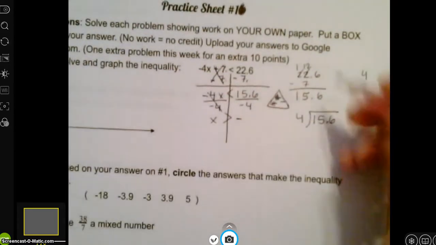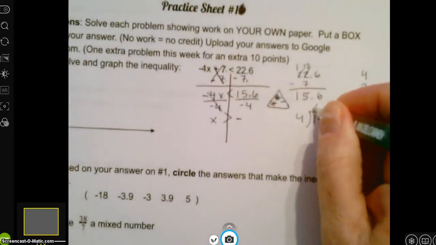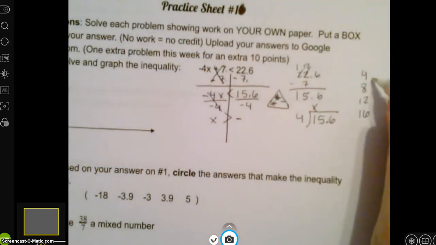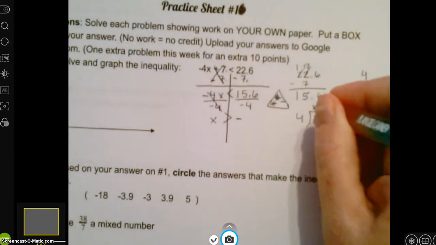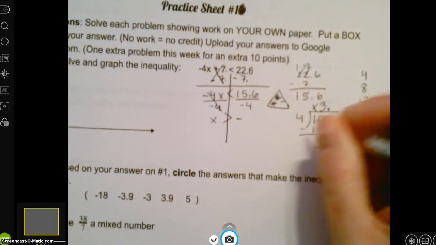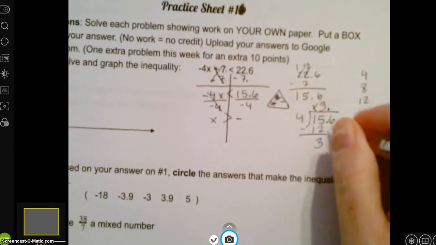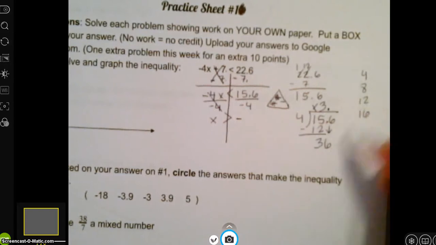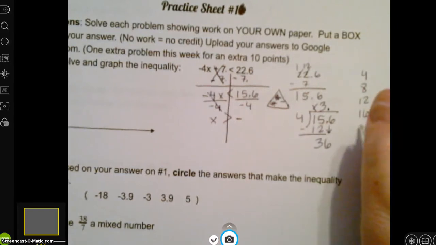So 4 won't go into 1. This is just helping me keep my place values lined up. 4 into 15, 1, 2, 3, 12, 3. And I'm going to put my decimal here. I probably should have done that first because I didn't have to move it. Bring down the 6. It's 4 into 36. I know what it is, but if we don't know, list it.